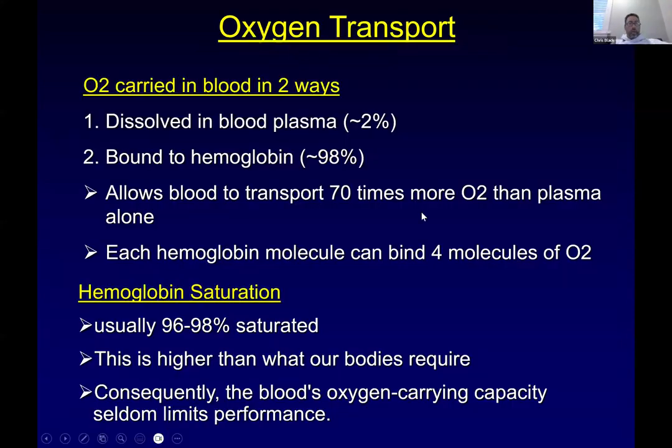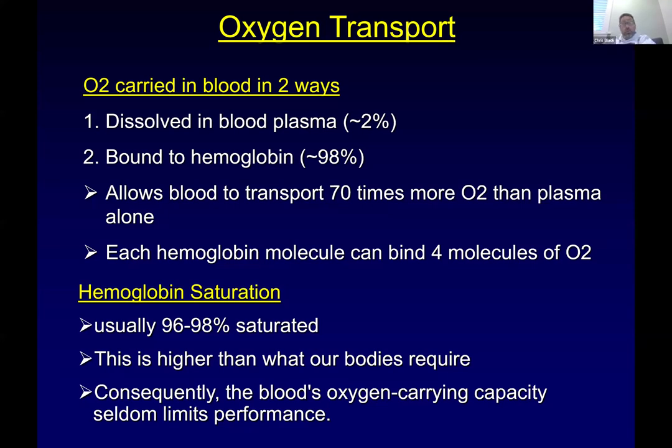Okay, so how do we carry oxygen and CO2 in the blood? Oxygen is pretty easy. The vast majority of oxygen is going to be carried in and on the blood on hemoglobin. It's like 98% bound to hemoglobin. This allows us to transport 50, 60, maybe 70 times more oxygen in our blood than we could if it was dissolved in plasma alone.